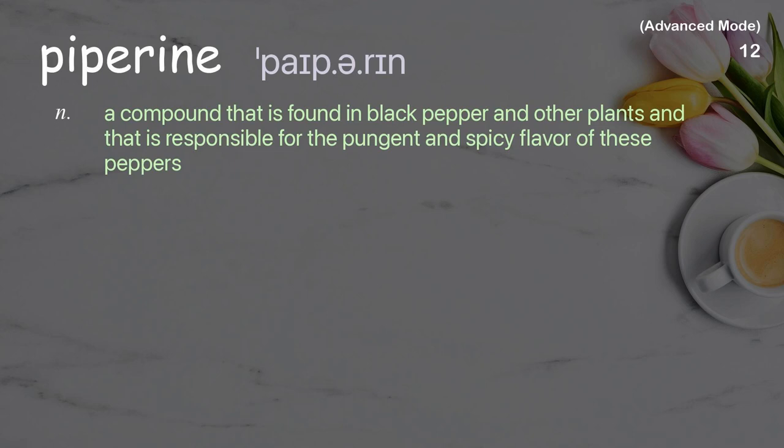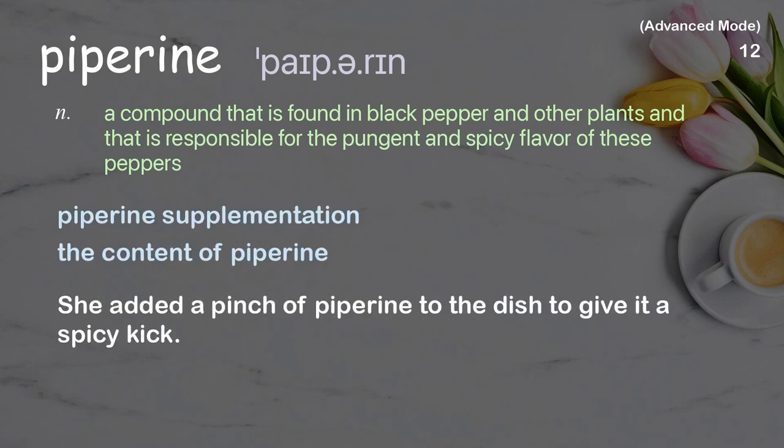Piperine. A compound that is found in black pepper and other plants, and that is responsible for the pungent and spicy flavor of these peppers. Examples: piperine supplementation, the content of piperine. She added a pinch of piperine to the dish to give it a spicy kick.